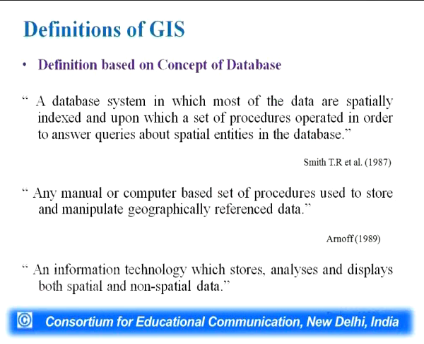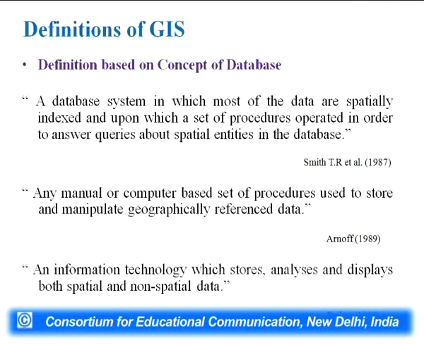Then, definitions of GIS. GIS definitions have been clubbed into three categories. The definition based on the concept of database. Three definitions I have chosen here. A database system in which most of the data are spatially indexed and upon which a set of procedures operate in order to answer queries about spatial entities in the database, Smith T.R. et al. 1987. Any manual or computer based set of procedures used to store and manipulate geographically referenced data, Arnoff 1989. And an information technology which stores, analyzes and displays both spatial and non-spatial data, Parker 1988.